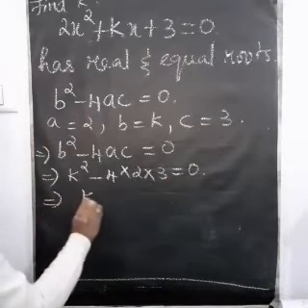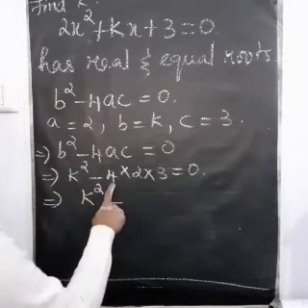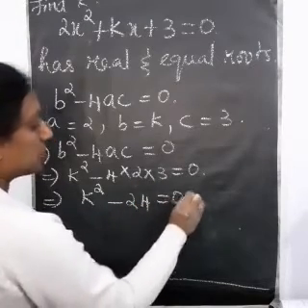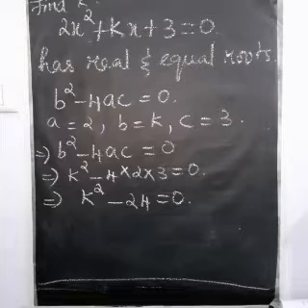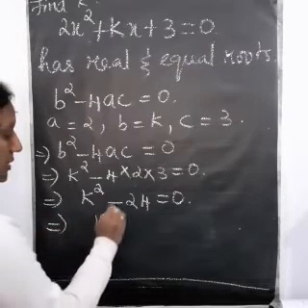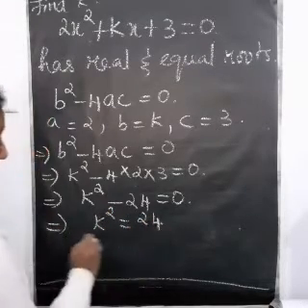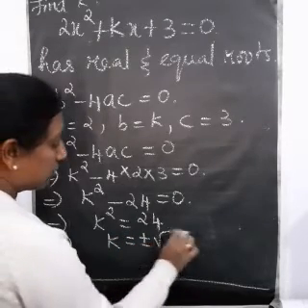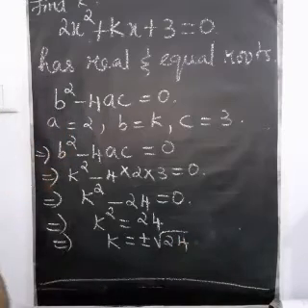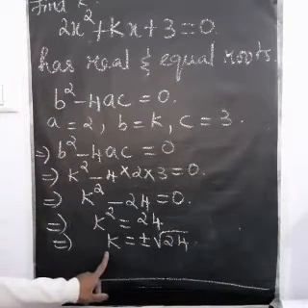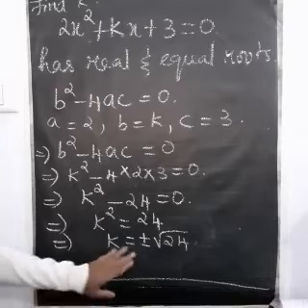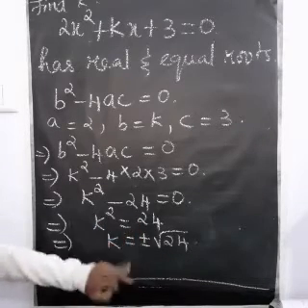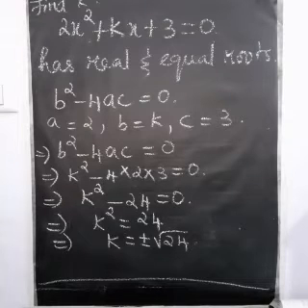So, what will you get here? k squared minus 4, 2s are 8, 8 3s are 24, equal to 0. Have you got it? So, k squared is equal to 24 when you transpose. So, what is k equal to? Plus or minus root of 24. So, we have found the value of k. Okay, so k will have two values. That's why we are writing plus or minus. If you write k is equal to root 24 also, it is good enough.